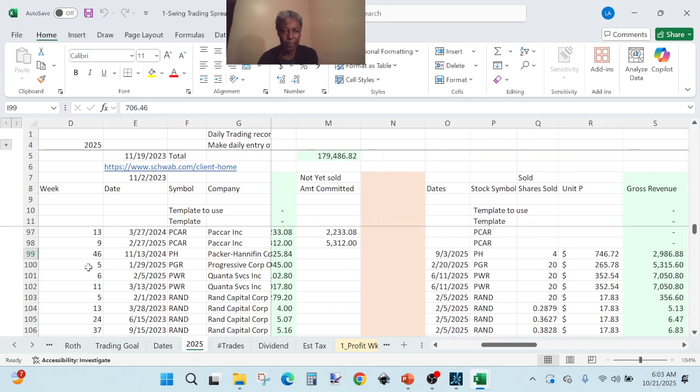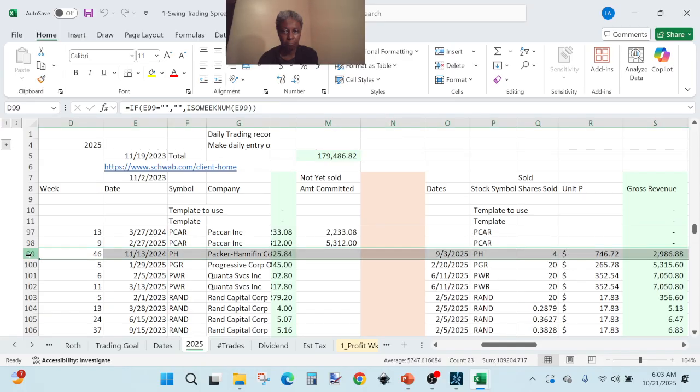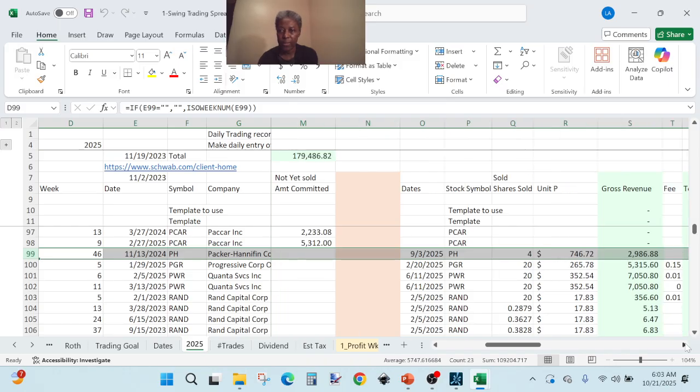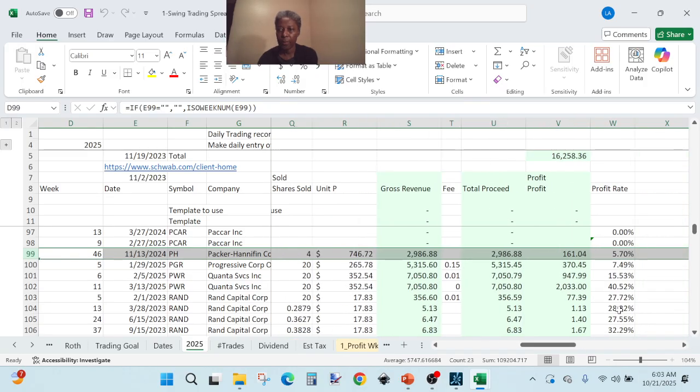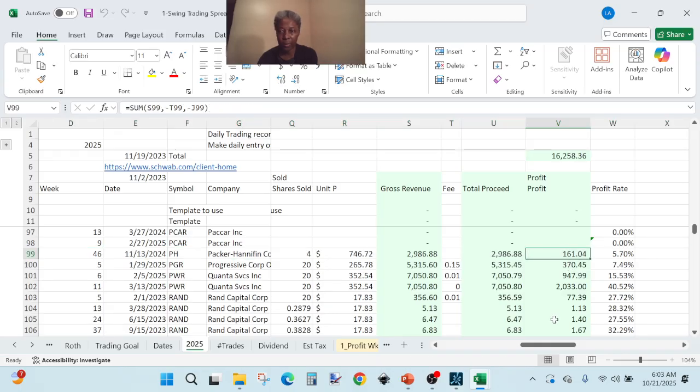And we sold it in September 2025, close to a year, for 746. 706 we purchased it, 746 we sold it, and we make 161 profit, or 5.70%. So still we make profit in it.